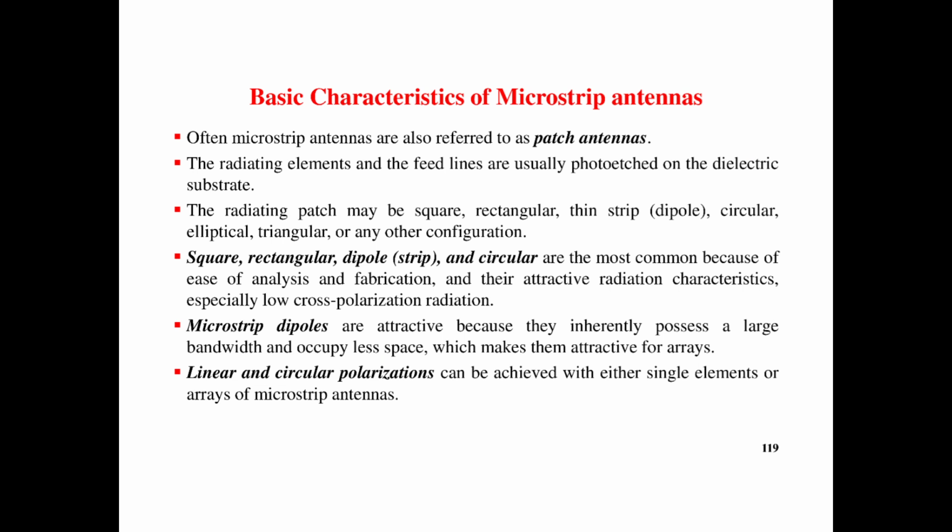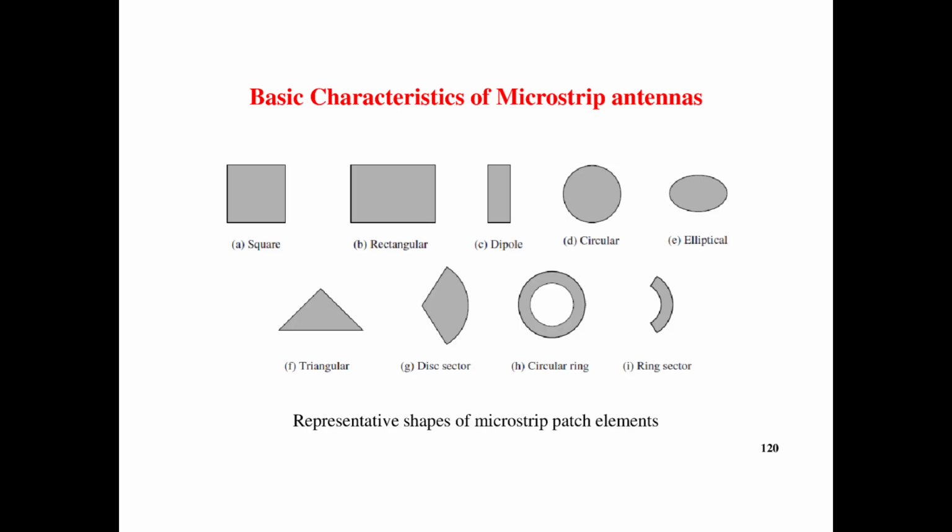Microstrip antennas are often referred to as patch antennas. The radiating patch may be square, circular or a thin strip. Square, rectangular and circular are the most commonly used for fabrication. Microstrip dipoles are attractive because they inherently possess large bandwidth and occupy less space. Linear and circular polarization can be achieved with a single element or an array of microstrip antennas.